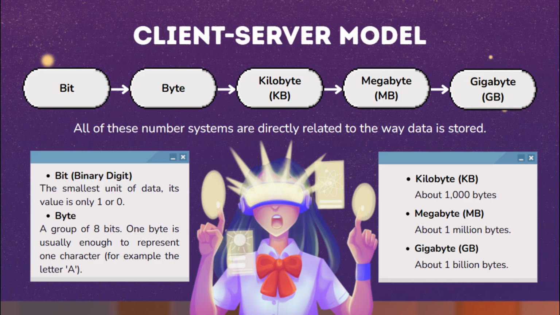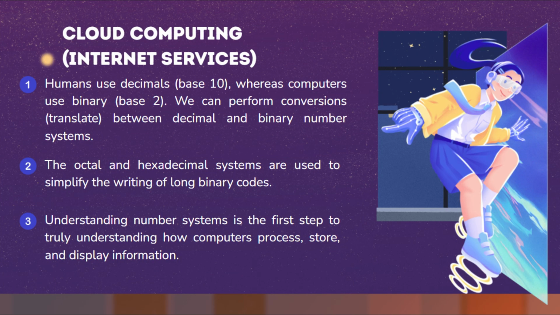3. Kilobyte or KB, about 1000 bytes. 4. Megabyte or MB, about 1 million bytes. 5. Gigabyte or GB, about 1 billion bytes. Next, cloud computing or internet service.